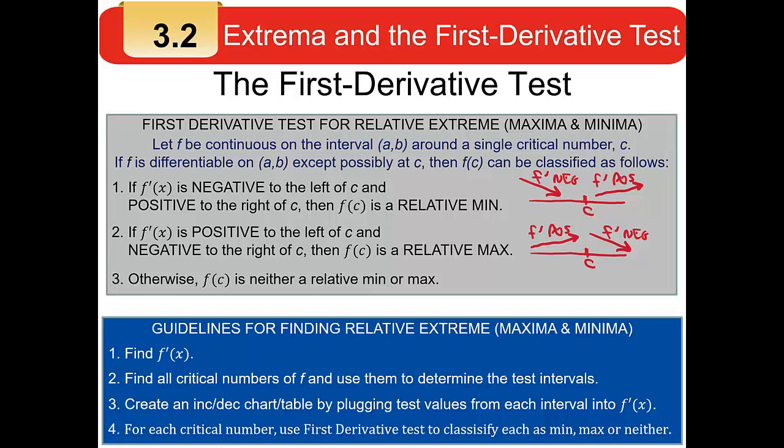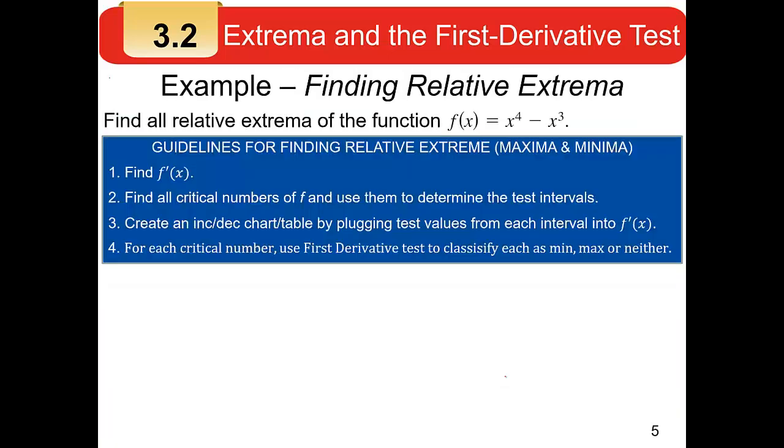Okay, that's the basic idea. Let's actually go through this. Suppose I have this function f of x equals x to the fourth minus x cubed. The first thing I know I'm going to do is take the derivative. It's a polynomial, so it's an easy derivative. It comes out to be 4x cubed minus 3x squared.